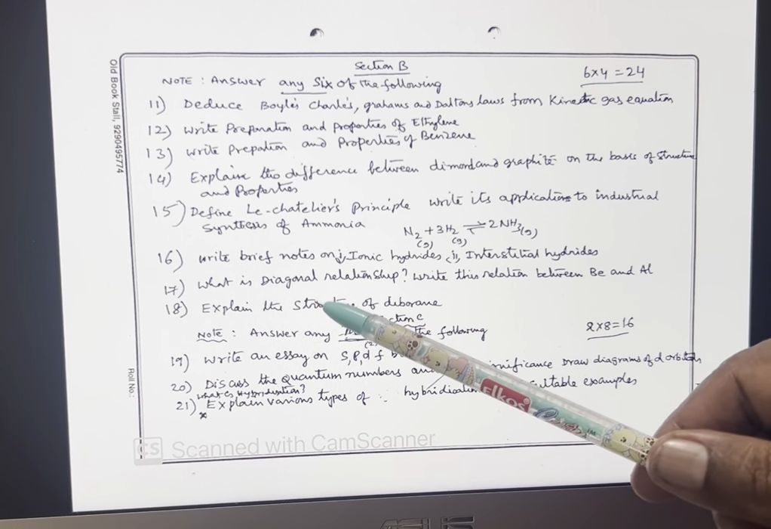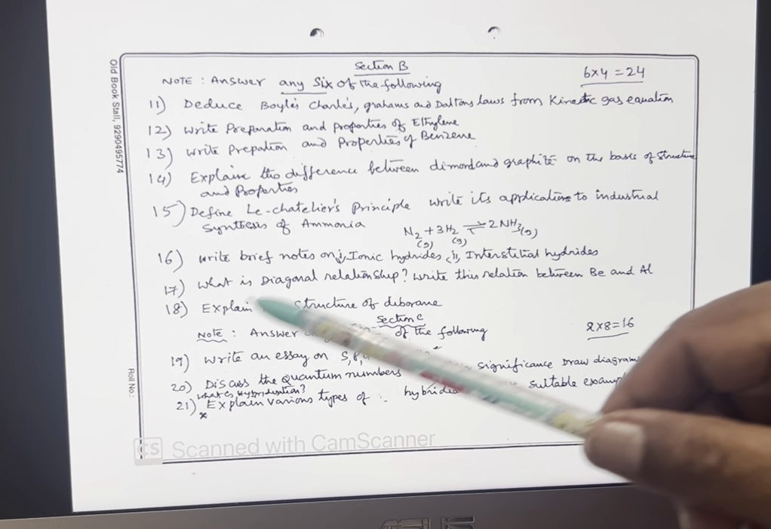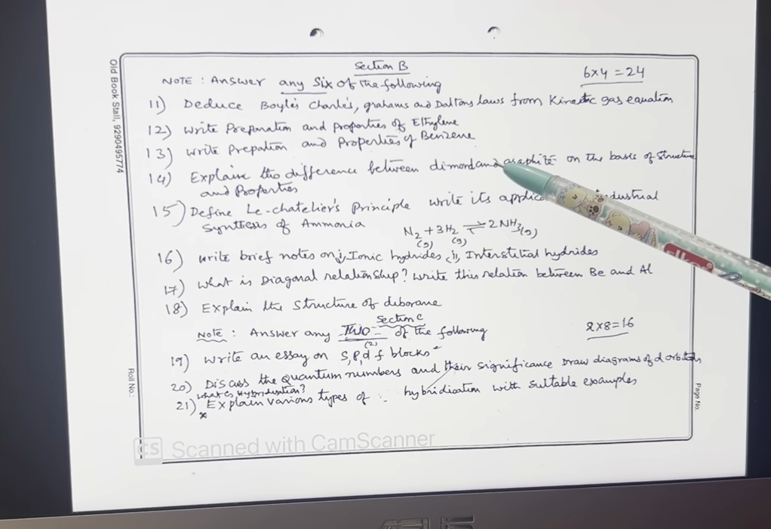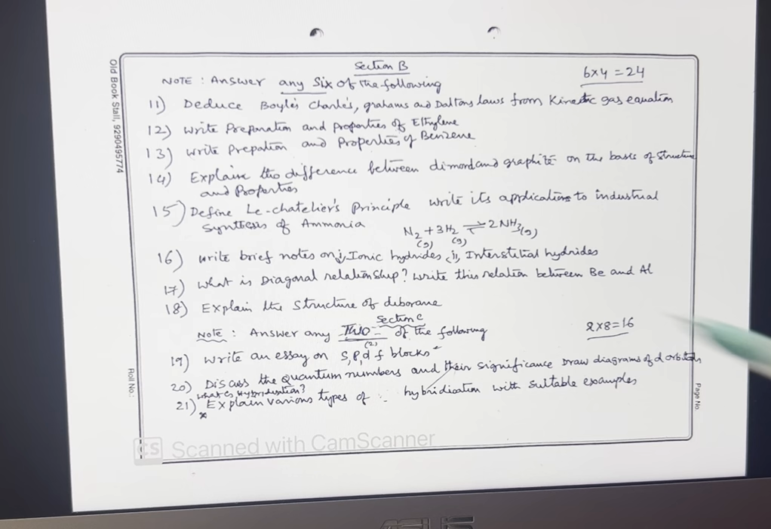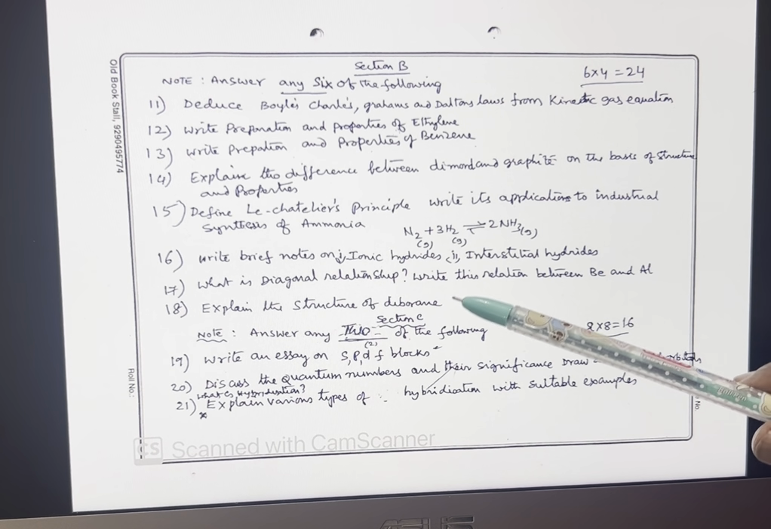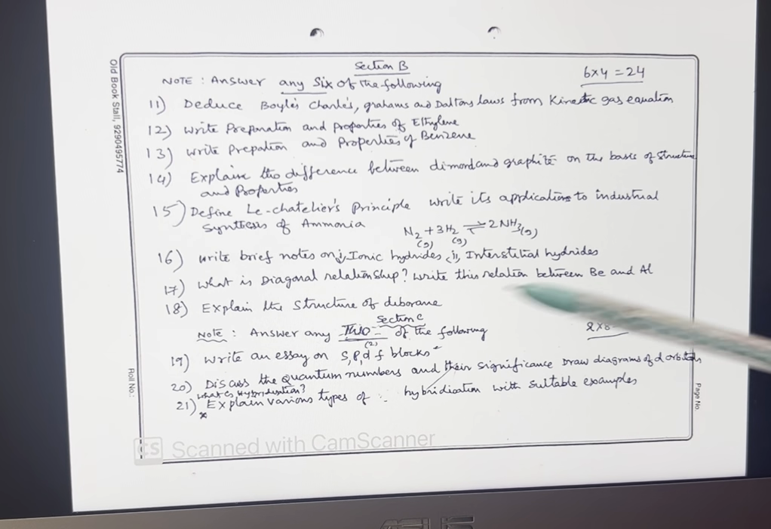Then, this is from the beryllium and aluminum family, that is the boron family. This is from the carbon family, that is the 14th group, and this is the 13th group. Explain the structure of diborane. This is from the boron family. You have to write the structure of borane, diborane. What type of bonds, banana bonds, everything you have to write. You have to write the diagram also. Then you will get good marks, 4 out of 4 marks for this question.